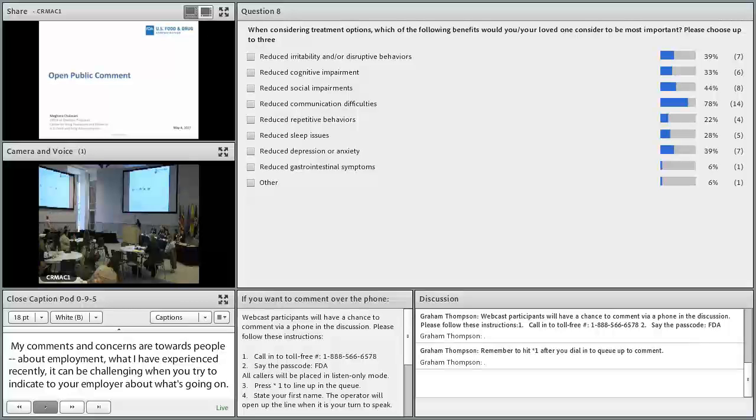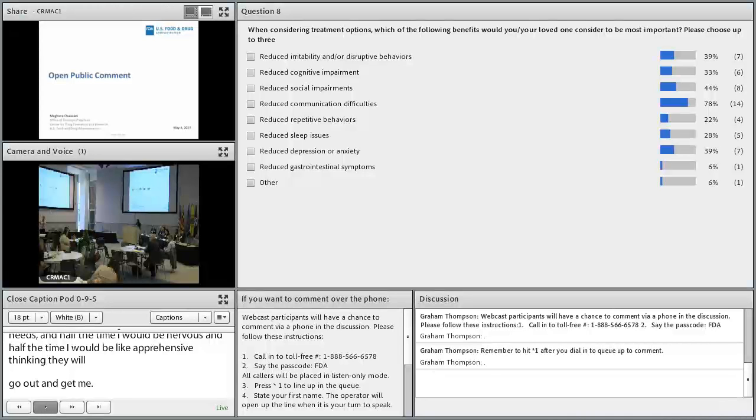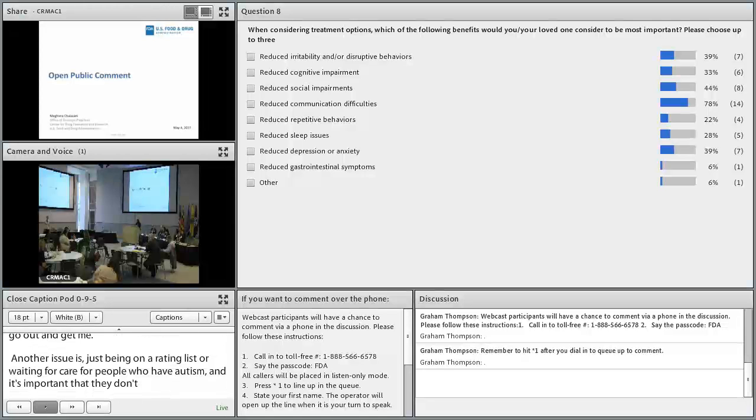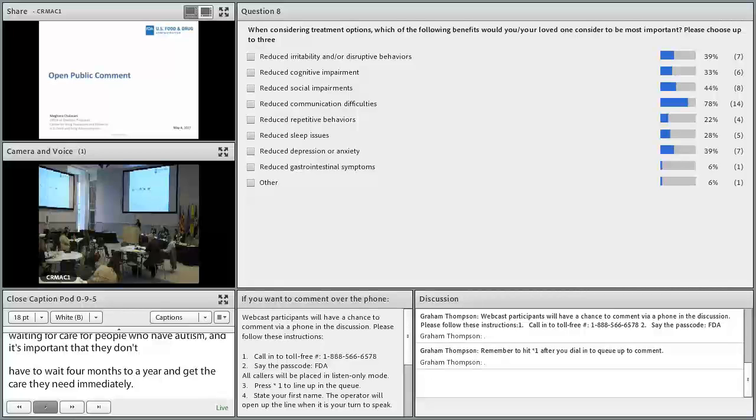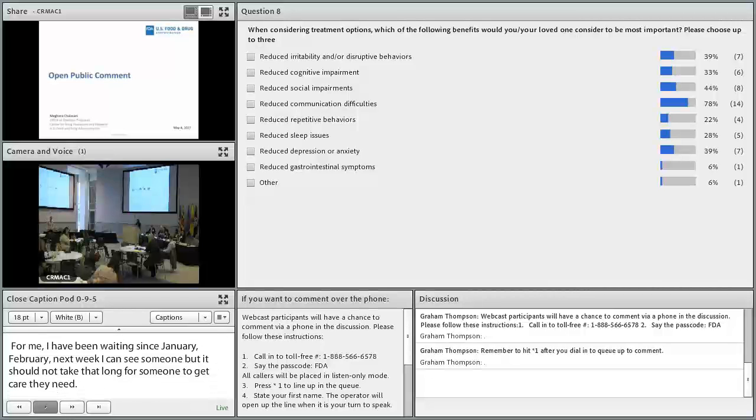Another issue is being on a waiting list or waiting for care for people who have autism spectrum disorder. It's important that they don't have to wait 4 months to a year and can get the care that they need immediately. For me, I've been waiting since January, February, and next week I'll be able to see someone, but it shouldn't take that long for someone to get the care they need, because in that time frame something bad could happen, or they could end up in the hospital, God forbid.